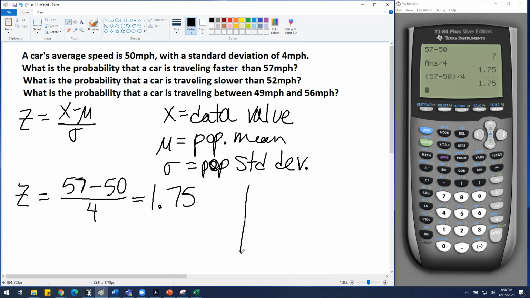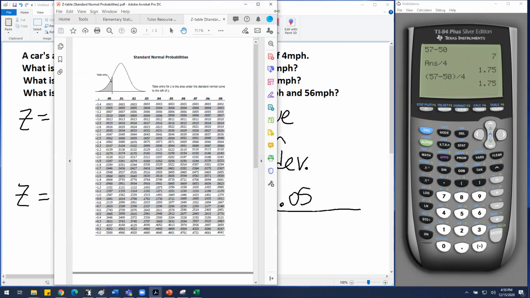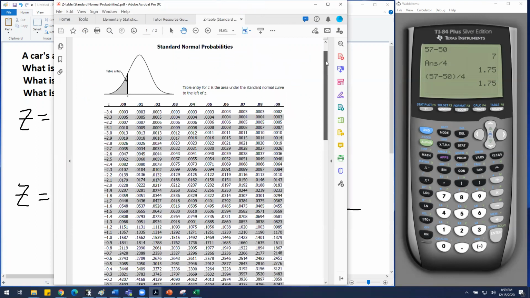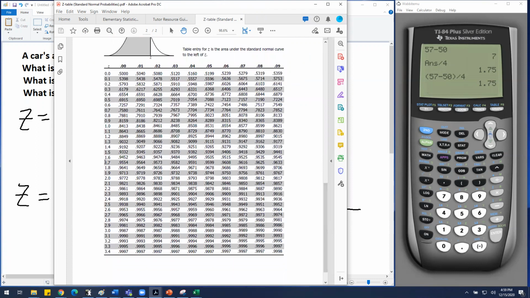You're going to go to your z-table next. You're going to go down to 1.7 and go across to column 0.05 because 5 was the second decimal value, the hundredths place. So 1.75. So we go down to positive 1.7 and go over to column 5. So this is your probability.